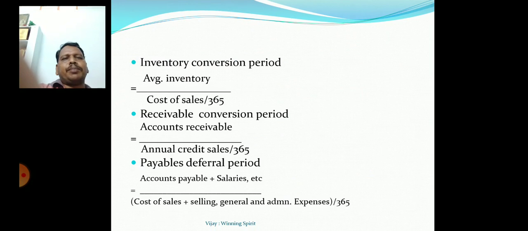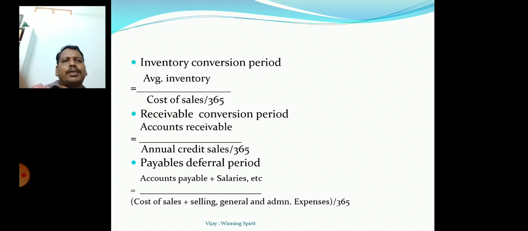Inventory conversion period. We will apply a formula to find out the inventory conversion period. That is average inventory divided by total cost of sales, times 365. The entire year is taken as 365 days. The conversion period is in number of days. Average inventory by the cost of sales times 365 gives us the inventory conversion period.